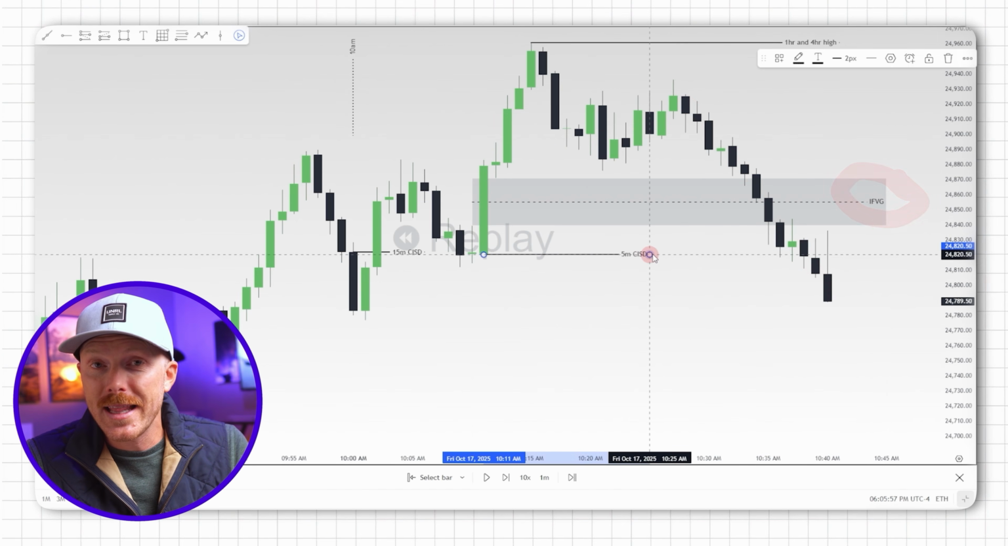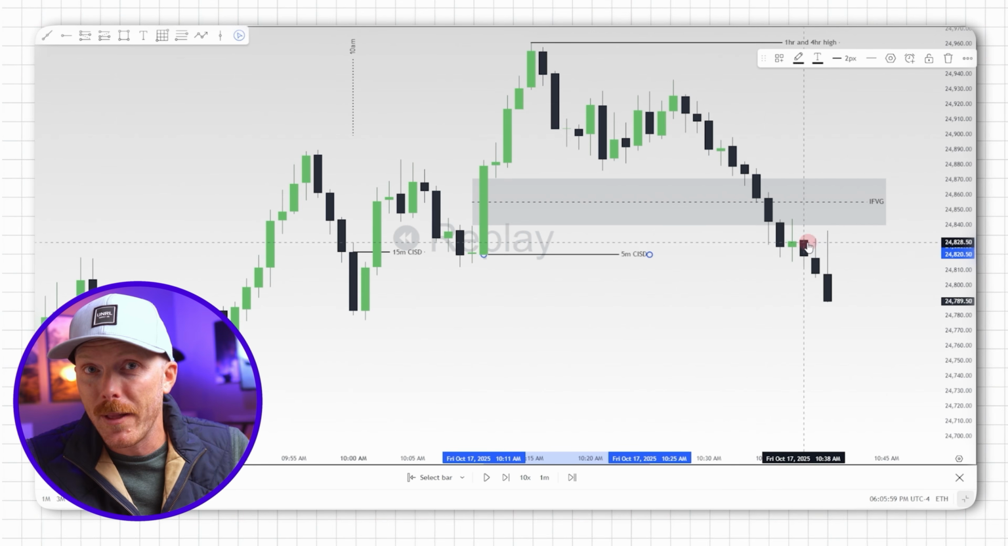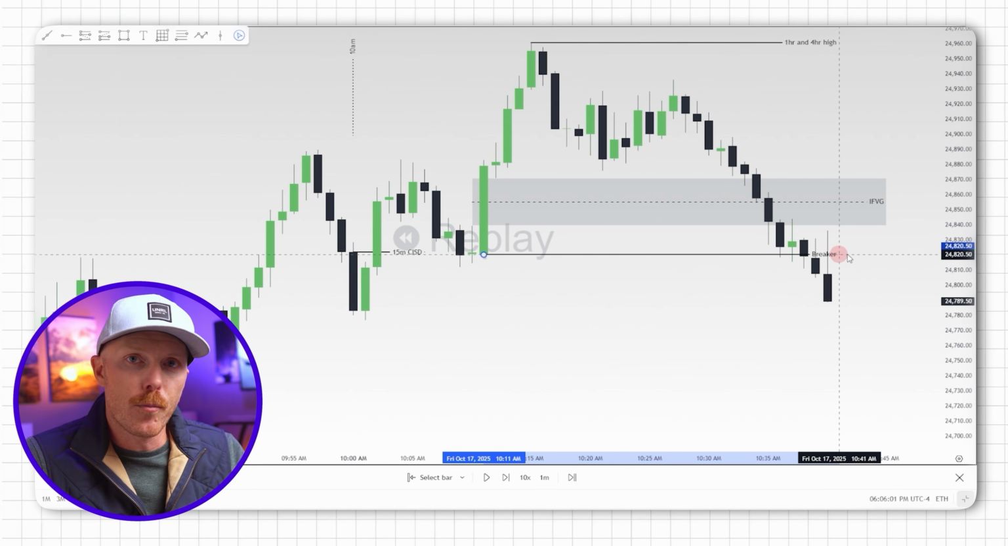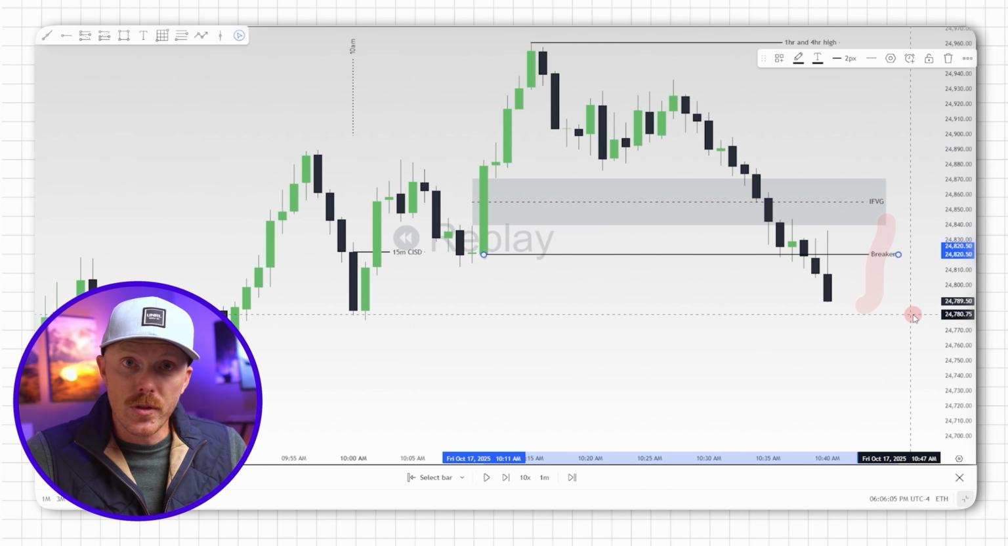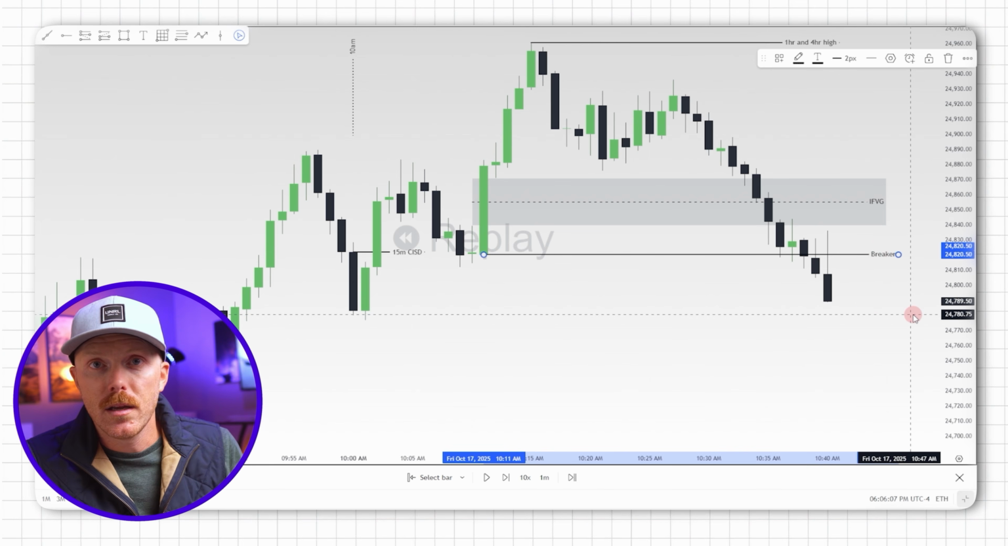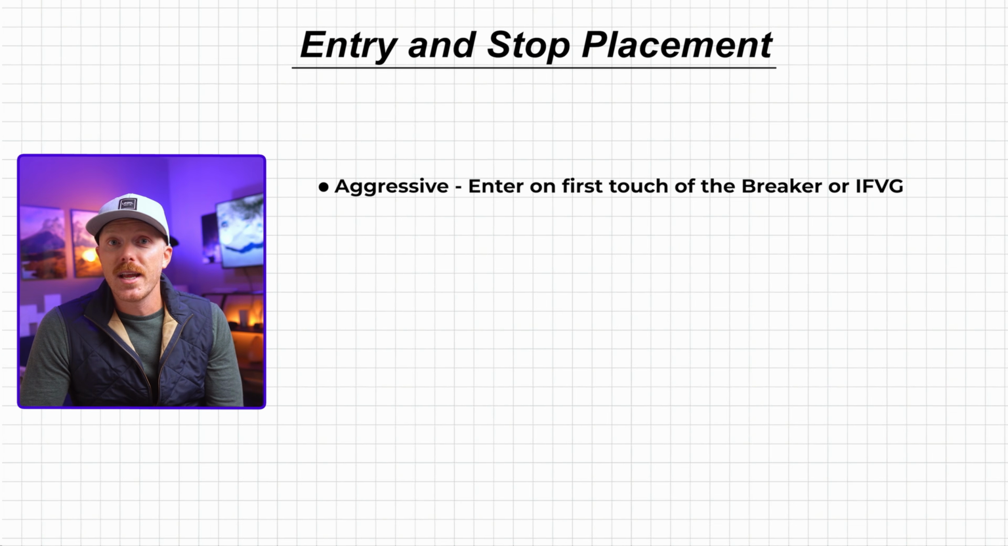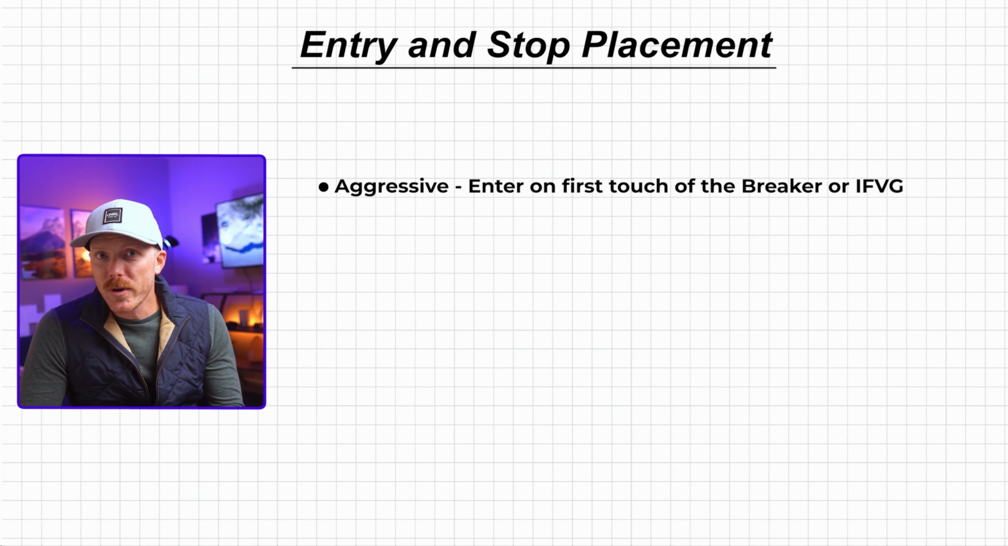When the breaker and the inversion fair value gap overlap, I will always wait for price to reach up into that inversion fair value gap. So now that I know this, all we have to do is wait. When price reaches my area of interest, there are a few ways to enter. You can be aggressive, enter on the first touch. It's a little bit riskier, but you won't miss the move as often.